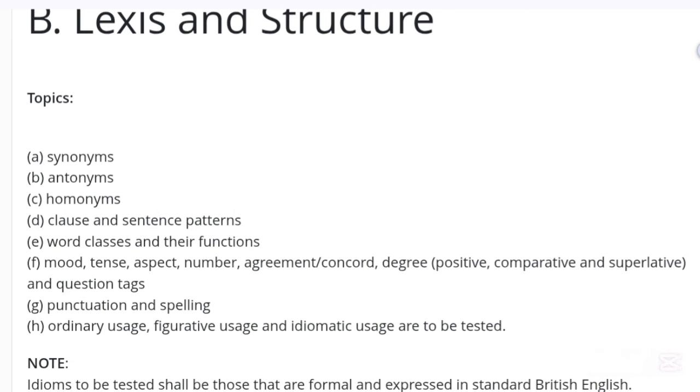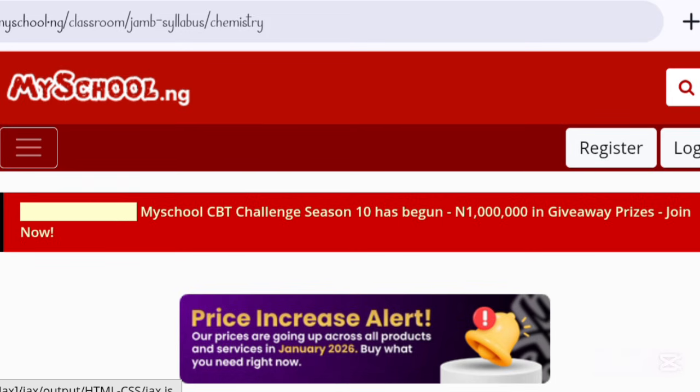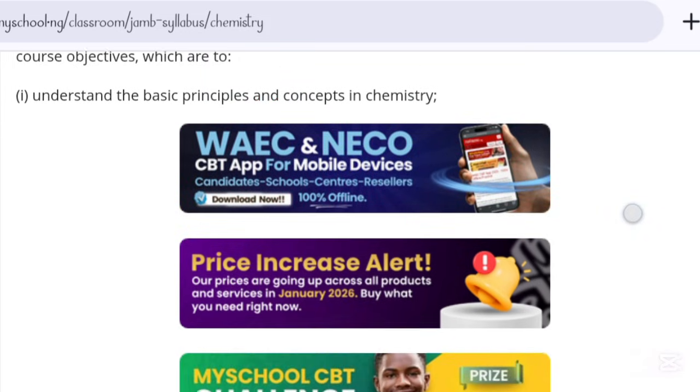The lexis and structure is mainly the synonyms, the antonyms, concord, and other things. I'm going to show you on the screen these things that I'm saying right now. So these are the sections in English language. You can check out chemistry, mathematics, biology, physics, depending on the subject you're taking.